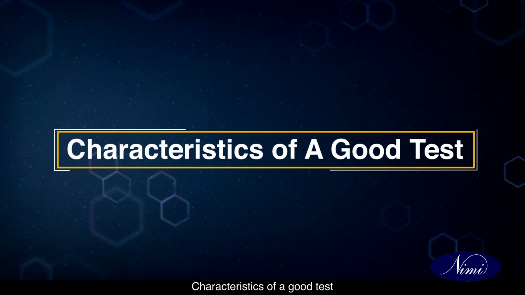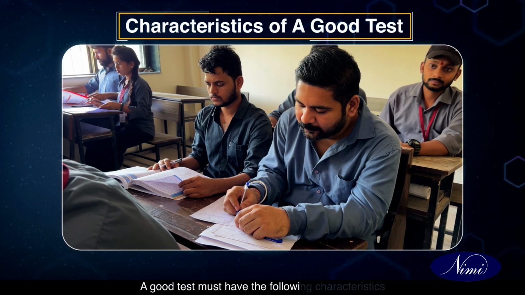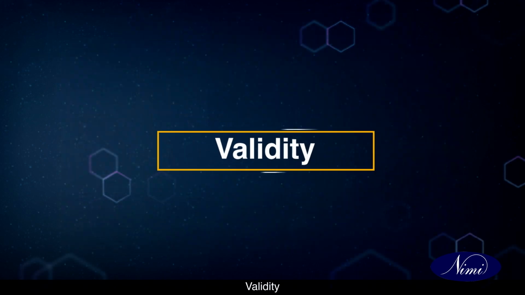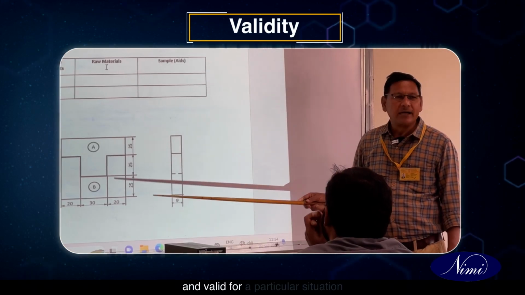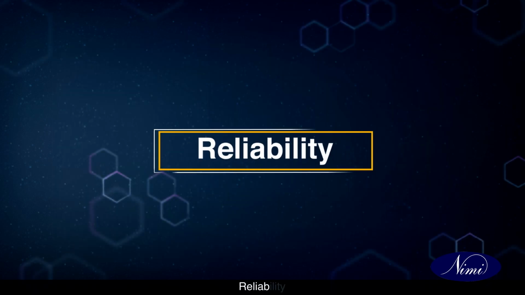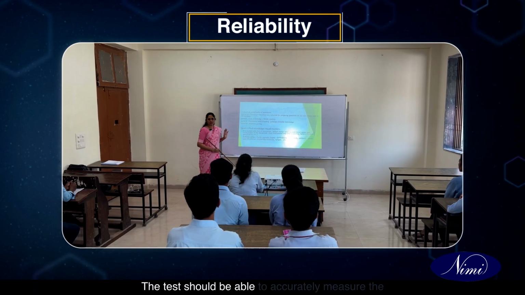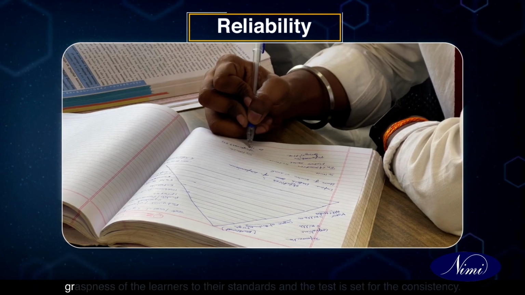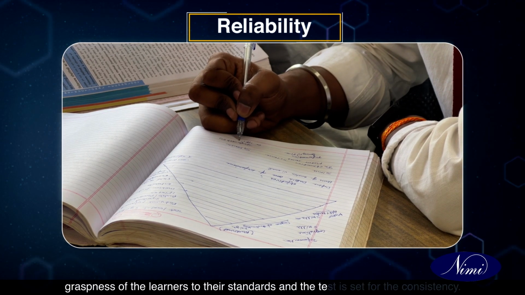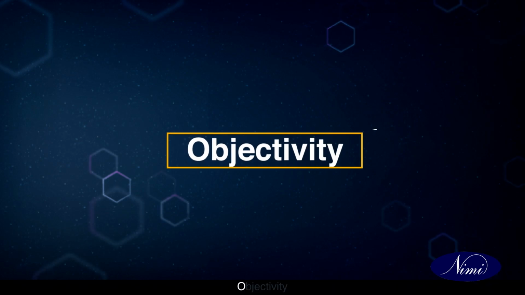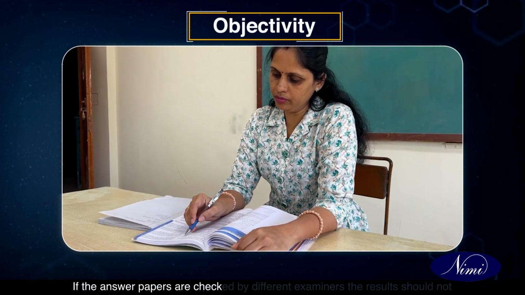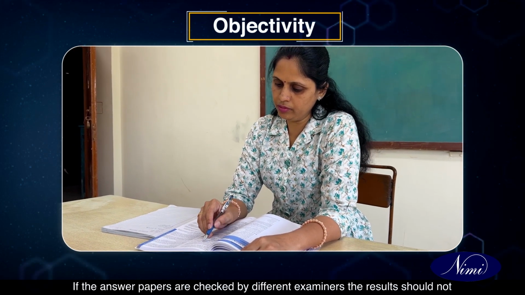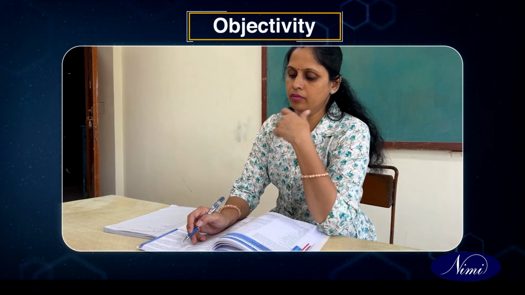Characteristics of a good test. A good test must have the following characteristics. Validity. The test must be based on the subject matter taught in the course and valid for a particular situation. Reliability. The test should be able to accurately measure the grasp of the learners to their standards, and the test is set for consistency. Objectivity. The test should be designed to keep out personal opinions of examiners. If the answer papers are checked by different examiners, the results should not vary by more than 5 to 10%.